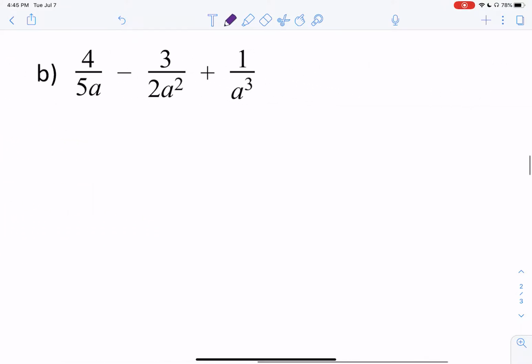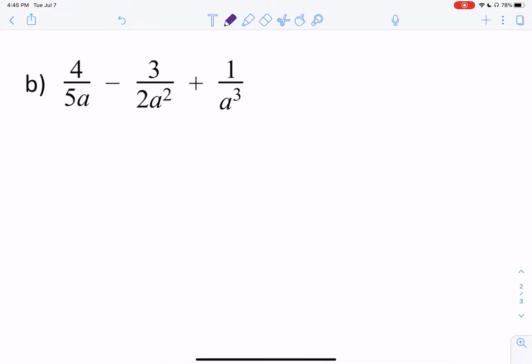For our next one, I'm going to find my lowest common denominator, and that would be 10a cubed. So this one I would need to multiply by 2a squared. And if I do it to the denominator, I need to do it to the numerator. For this one, we'd multiply it by 5a. So I need to multiply the top by 5a. And then for my last one, I'm just multiplying by 10.